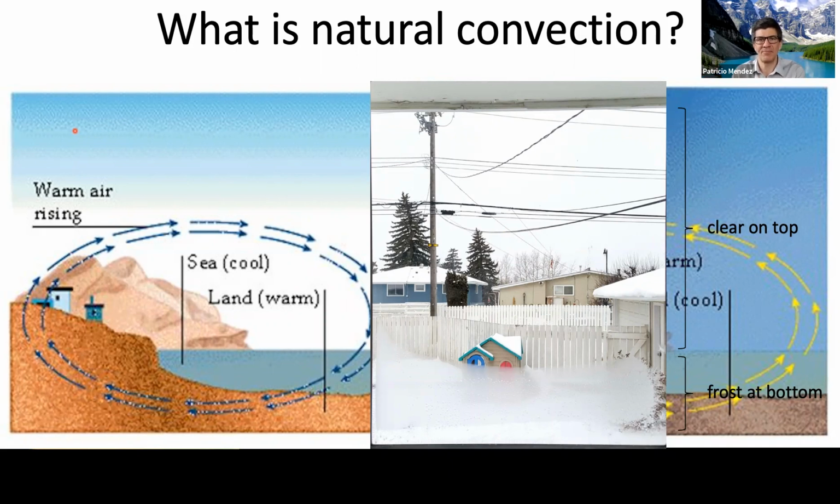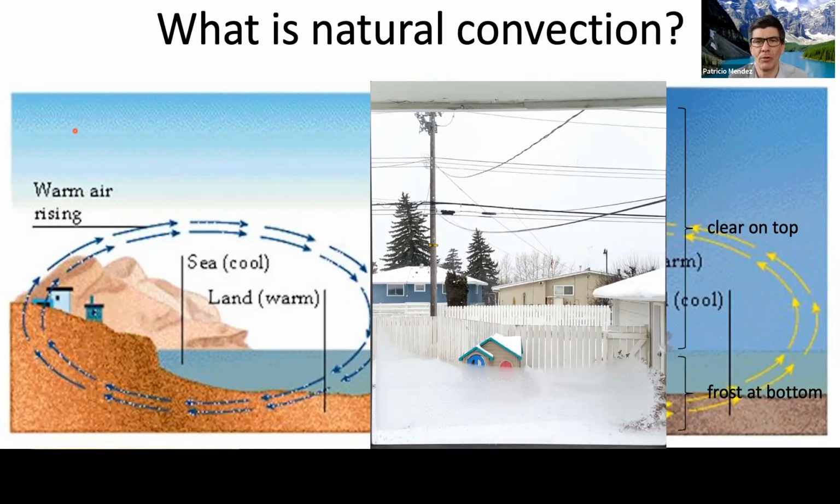But we would see the hot air rising. When we are at a bonfire and we see all this turbulence above the fire, that is due to the natural convection of the air that is rising because it's lighter when it's hotter. So we see so many cases.